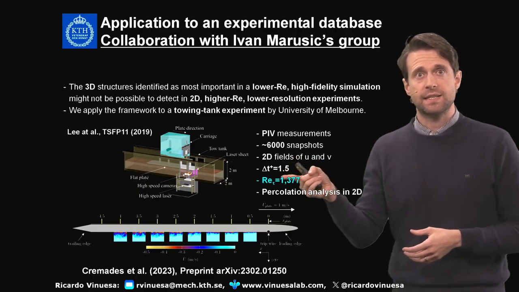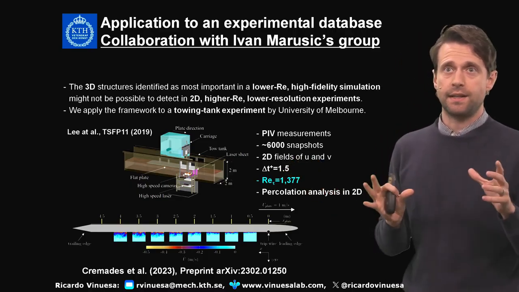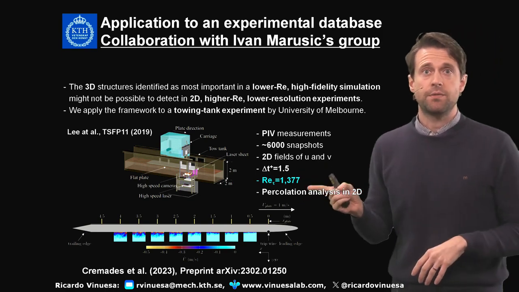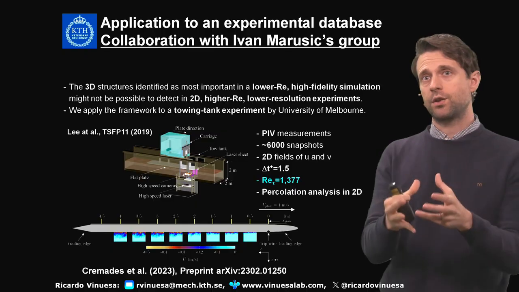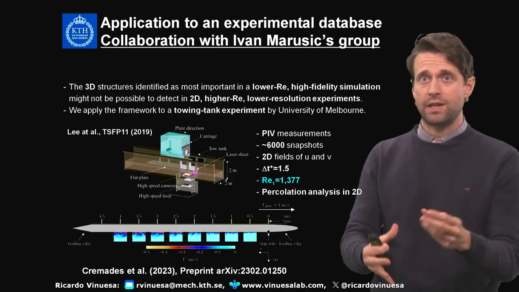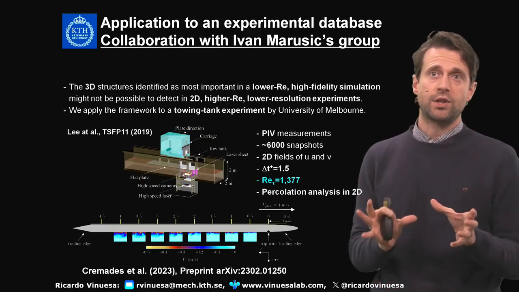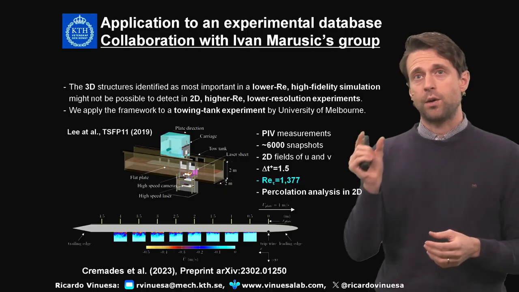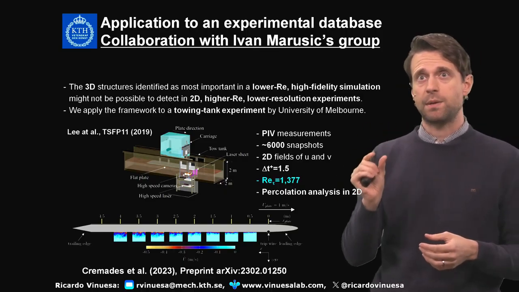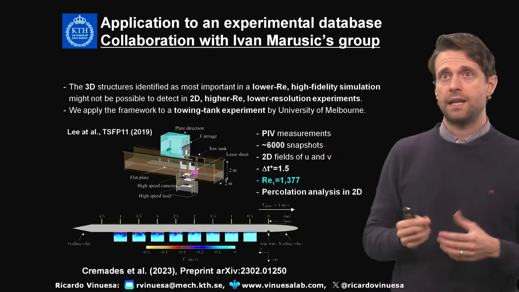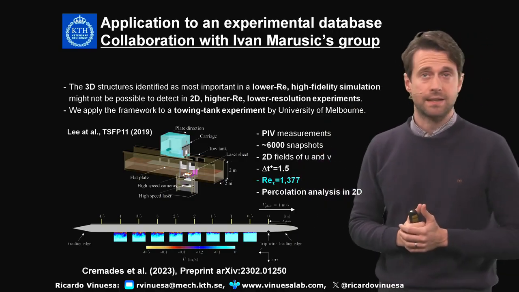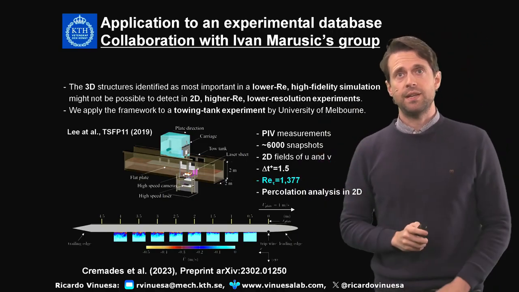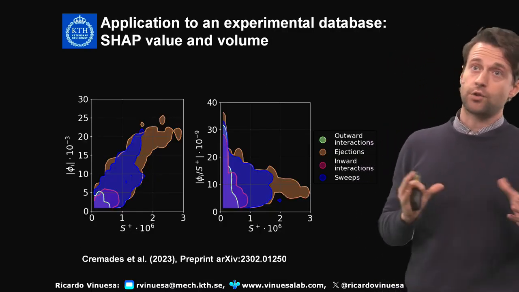The friction Reynolds number is an order of magnitude larger than that of the DNS, which is pretty good. And we perform the percolation analysis in 2D, because now we're not going to be looking at 3D elements of a strong Reynolds shear stress. We're going to be looking at 2D elements, but the percolation analysis will be done in the same way by optimizing H, so that's the hyperbolic hole threshold, in order to maximize the number of 2D structures in our domain, basically. So this is what we have here, and let's look at some results.